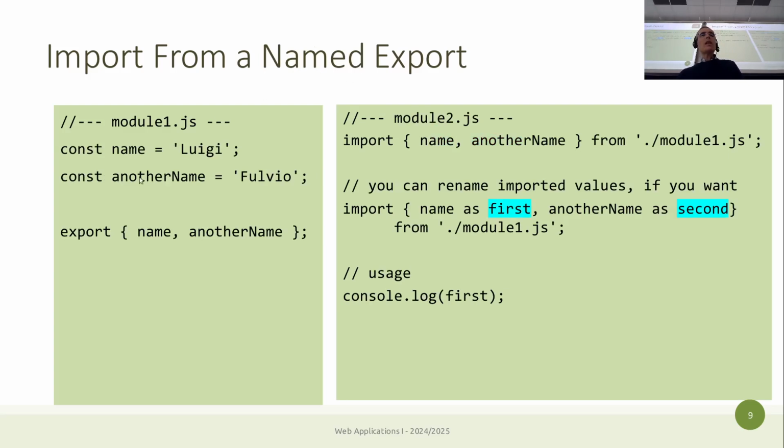Import from a named export. So export name another name. So this is the syntax for a named export. It's not default. And import, and you need to use this syntax. Okay. You can also rename the imports in case, but you need to say what you want to import, and you need to use the same names that were used during the export, because you need to match the things, right? There are more than one. Okay, so it should be quite intuitive.